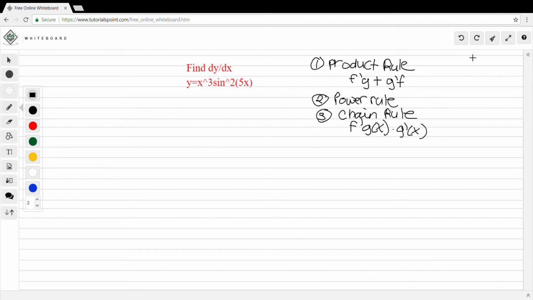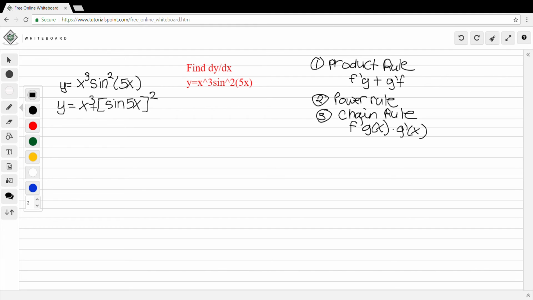So let me rewrite it. The problem is x cubed sine squared of 5x. Where you see the sine squared, I can rewrite it as y equals x cubed and then bracket sine 5x, raised to the second power, because that's what sine squared means. So when you take a derivative of this, we can use the product rule.